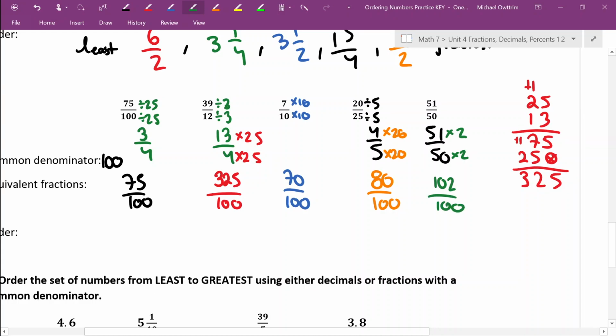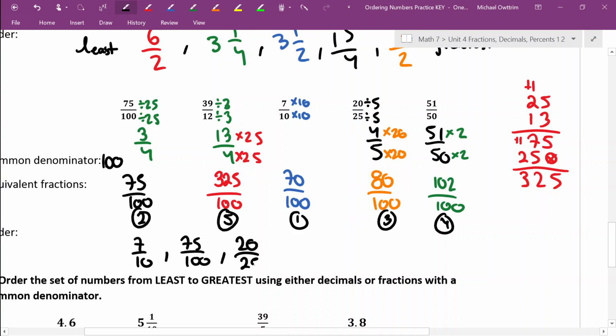From there, let's go ahead and compare the top numbers. Our smallest top number, I believe, is 70. Then we've got 75, then 80, then 102, and then 325. So our order using our original values is 7/10, then 75/100ths, then 20/25ths, then our 51/50ths, and then our 39/12ths.